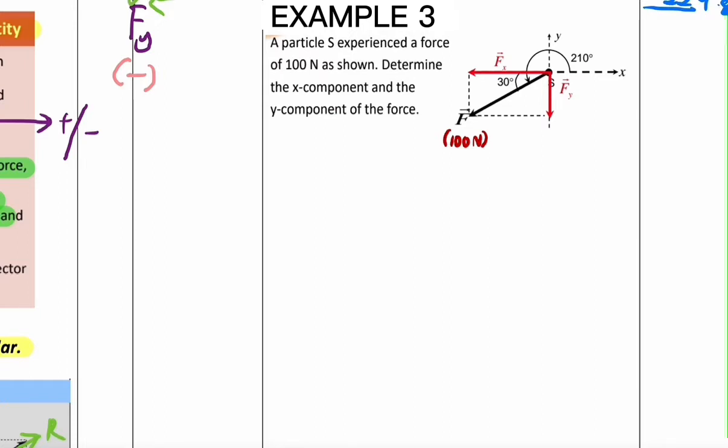So remember, our first step kita kena draw. Tapi soalan ni dah baik, dia dah lukis siap-siap kat kita. Okay, tapi kita assume dia tak lukis lah. So fx akan ke kiri, sebab nampak mula-mula dia ke sini dan dia makin ke kiri. So fx akan ke kiri dan fy akan ke bawah. Okay, and then theta kita dia dah bagi 30 degree. Okay, so the first step is draw.